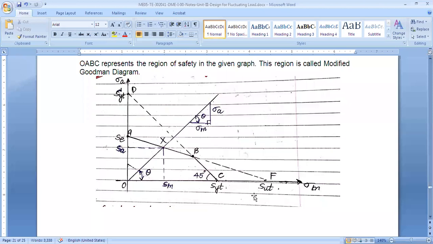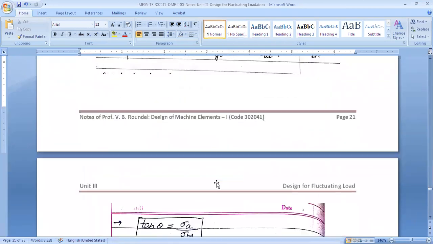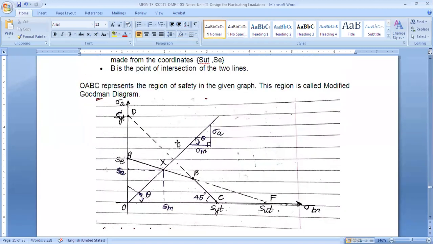Okay. So this line is called the modified Goodman line, modified Gerber line. I have explained what the Goodman line and the Gerber line are. Now in this plot, the angle theta is basically the ratio of amplitude and mean. Tan theta is equal to sigma a upon sigma m. We take that.